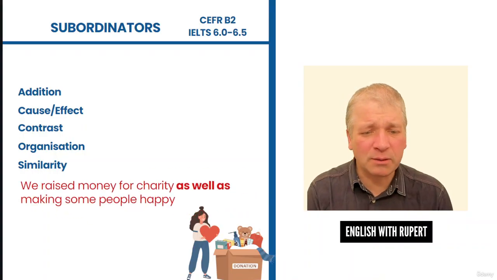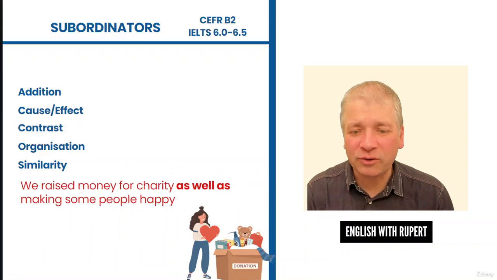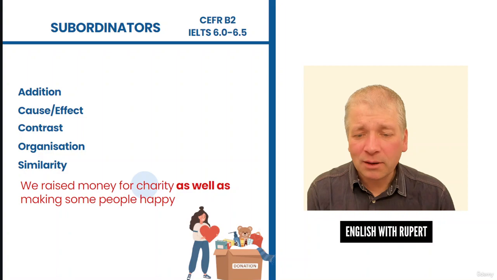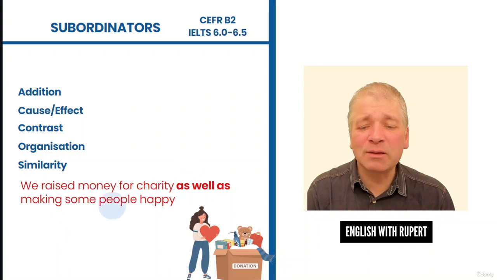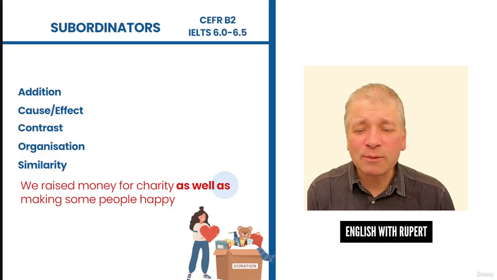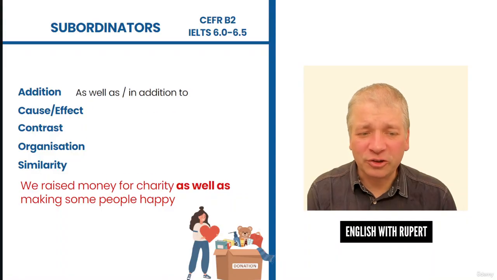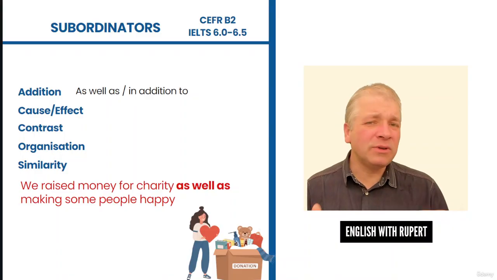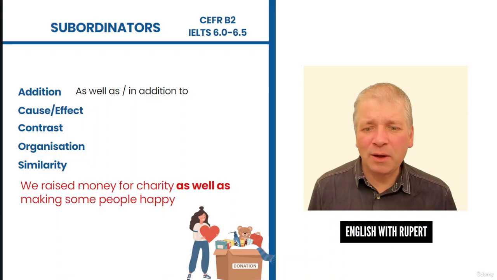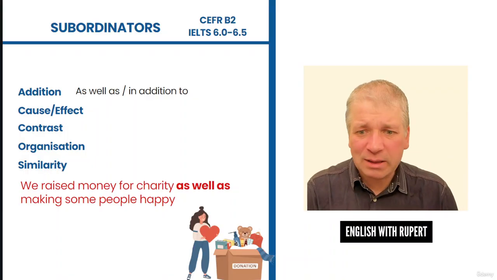So here's the first example phrase that has a subordinator in it. We raised money for charity as well as making some people happy. The subordinator is as well as. And this is a subordinator of addition. So two things which really there's no difference between them. We're just adding one item to another, and they're both fairly similar.